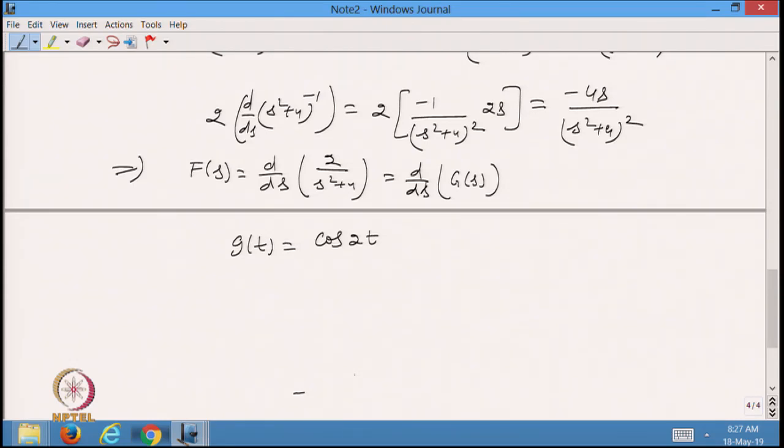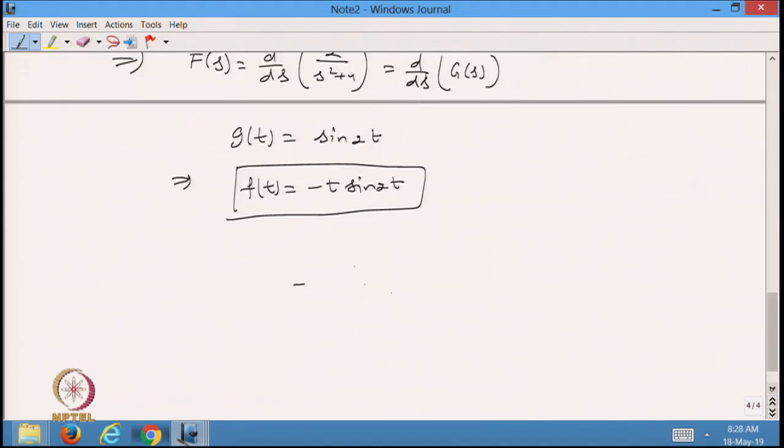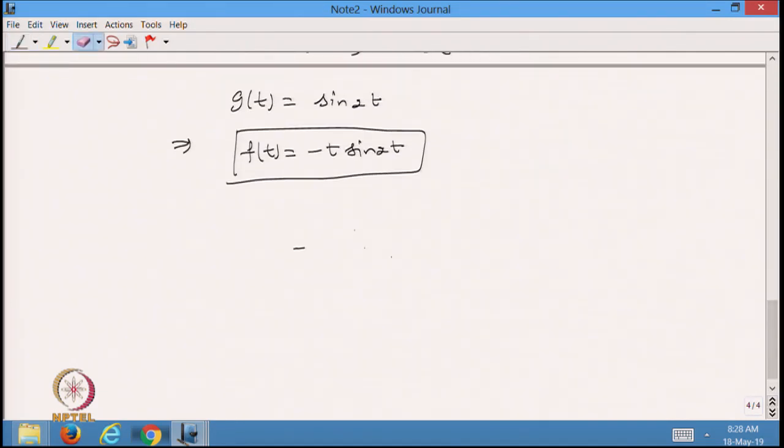Not cos, it is a sine basically, sine 2t. So, from here I can say that my f(t) will be minus t sine 2t. So, that is my answer. So, f(t) in this case will be minus t sine 2t, because if I multiply it by minus t and then I take the Laplace, then I will get the Laplace from there. So, this is the example we have just taken.